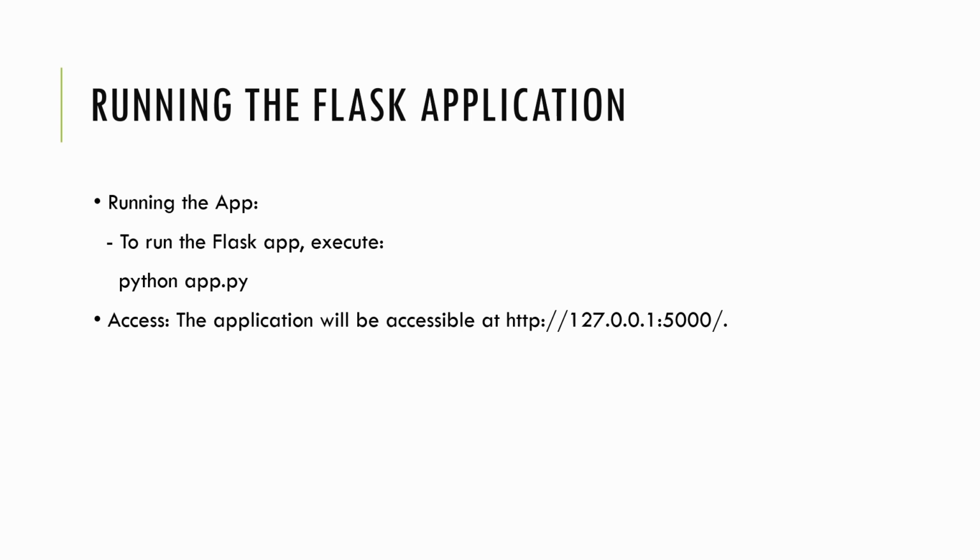To run the Flask app, we use the command python app.py in the terminal. This starts the Flask development server, and you can access your web application in the browser at http://127.0.0.1:5000. Flask will automatically reload the server when you make changes, which is great for development.